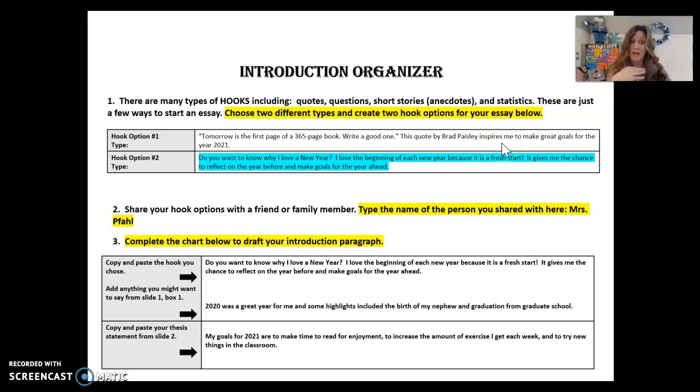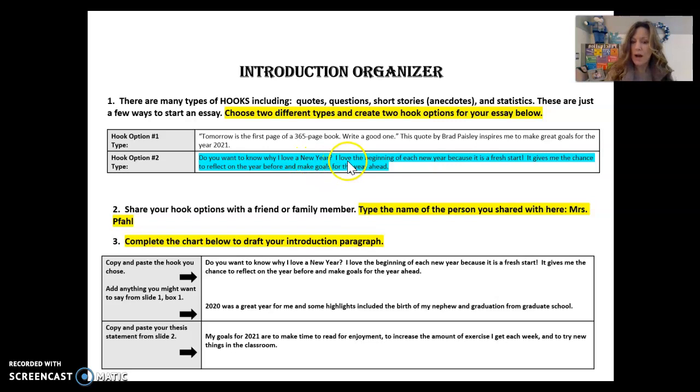And then I said that it inspires me to make great goals for myself for the year 2021. Okay, so make sure that if you are using a quote or a statistic or any other type of hook, you actually have to explain. You can't just throw the question or whatever it is in there without any further answer or any further explanation.